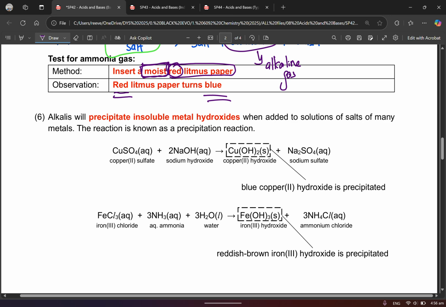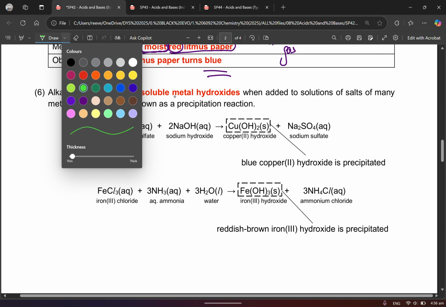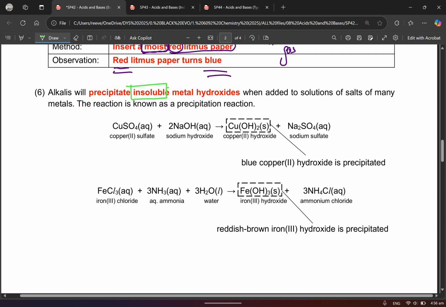Okay, let's move on. So alkali will precipitate insoluble metal hydroxide. Okay, what is this? The word is insoluble. So as you can see, the state symbol is all solid. Okay, it means to say it cannot dissolve. It's insoluble. So if it cannot dissolve, it will remain as a solid instead of dissolving. So the state symbol is a solid. All these are hydroxides. Okay, copper 2 hydroxide, iron 3 hydroxide. All these are hydroxides and they are all insoluble.